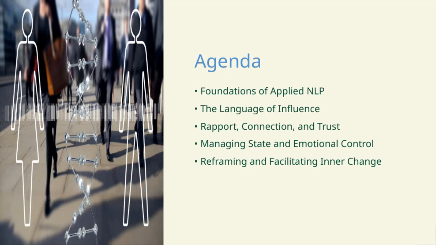Let's take a closer look at the foundations of applied NLP. This is where we start to understand how language shapes influence and change. The language of influence is about mastering the words and phrases that can guide and inspire others effectively. Building rapport, connection, and trust is absolutely essential. Without these, any communication is likely to fall flat. Managing state and emotional control is key to staying centered and adaptable, especially when conversations become challenging.